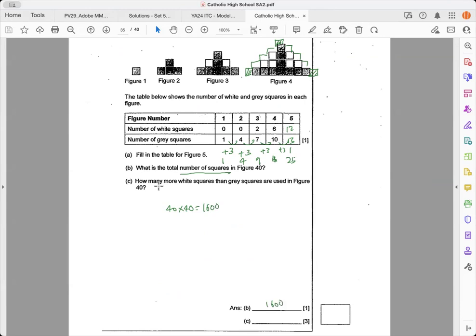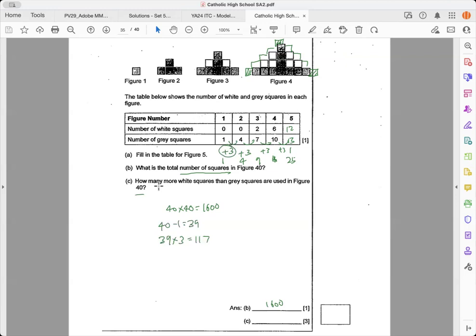How many more white squares than gray squares are used in figure 40? Okay, we can find number of gray squares in figure 40 because the gray squares are in a common difference pattern, right? The interval is +3. So let's see how many intervals are there from figure 1 to figure 40. 40 minus 1, there are 39 intervals. And each interval is +3, right? So 39 times 3. There's additional 117 gray squares added to figure 1.